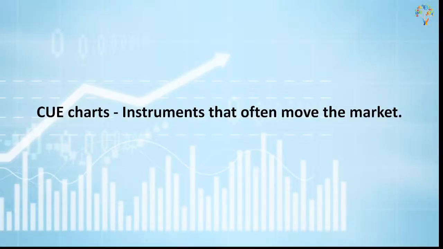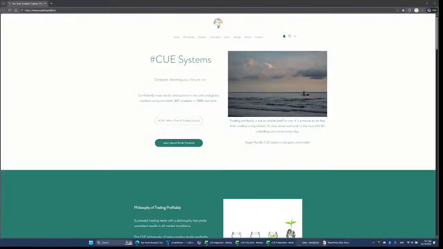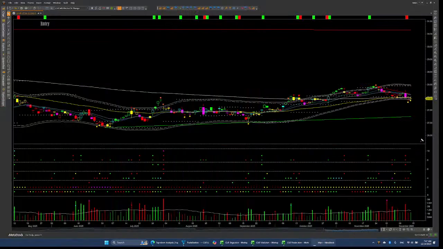Q charts instruments that often move the market. We start with the dollar index ETF, UUP. I was expecting UUP to hold the two direction lines, yellow and white, which would mean that the uptrend would be intact. It did fall below both of them.